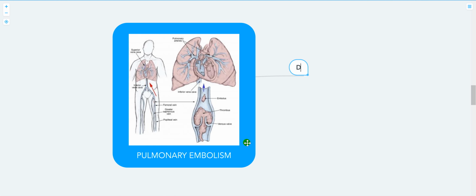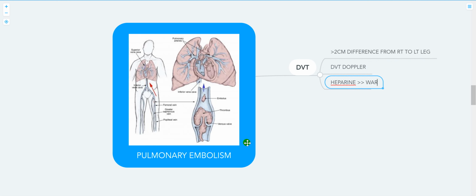How do you recognize a DVT? For DVT, you've got to know there's usually more than a 2 centimeter difference from right to left leg. That's one thing. Another thing you can do is a Doppler, okay? If you find one, then you start with heparin, and then you bridge to warfarin. So what do you do for DVT or pulmonary embolism?